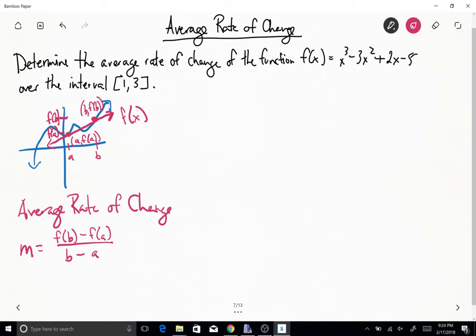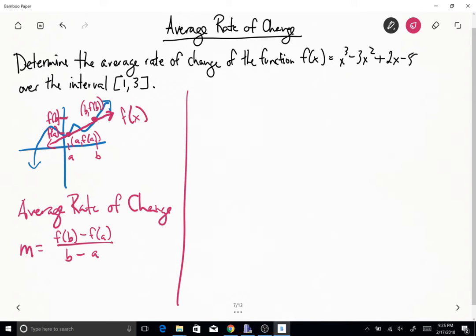Now, could I switch it around? Could I go f of a minus f of b all over a minus b? Yeah, you can do that too. As long as you don't switch the order of, like, I can't do f of a minus f of b all over b minus a. That's the only thing. I can't switch one of them and not the other. So, as long as I do that, I'm good to go.